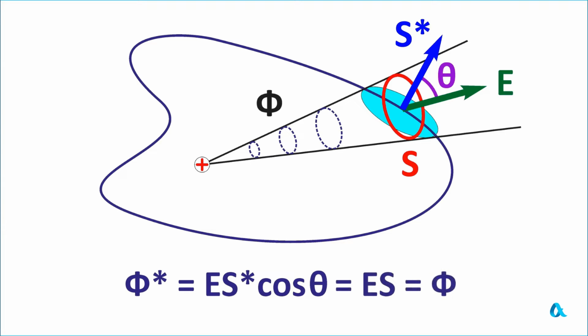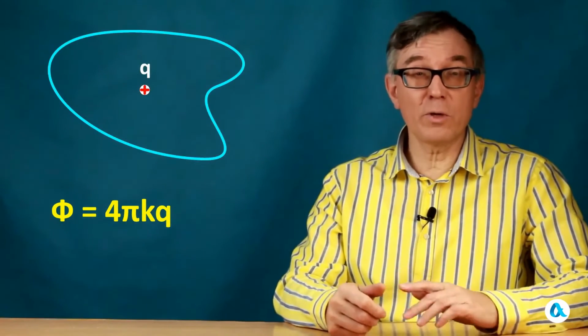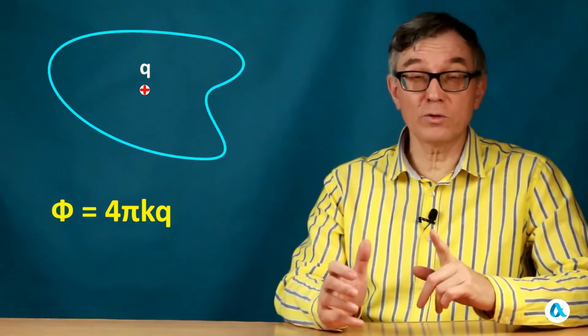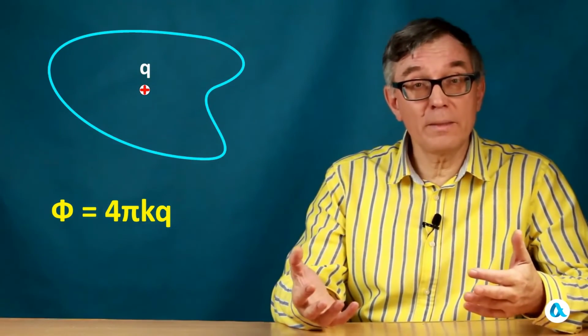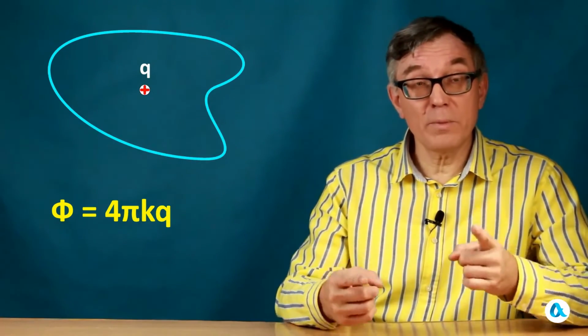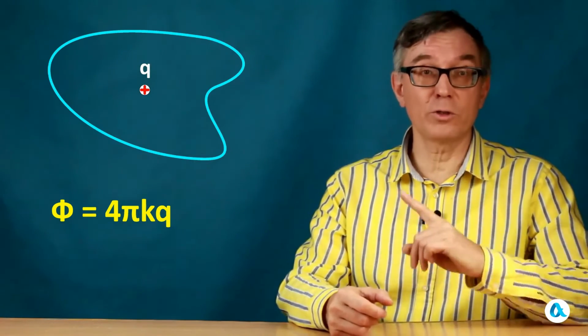And this will be true for any small area, which means for the total flux created by a point charge as well. And here we have the result. The electric field flux through any closed surface enclosing a point charge does not depend on the shape of this surface and is equal to 4 pi kq. This is Gauss's theorem for a point charge.